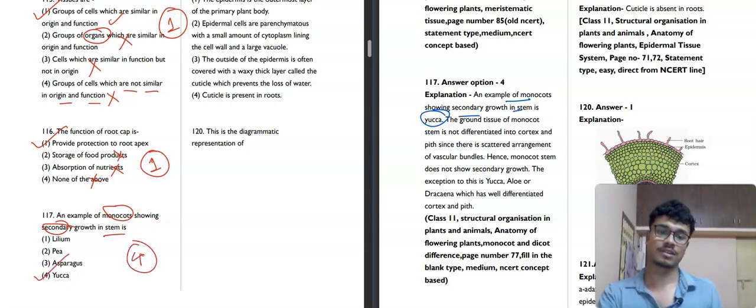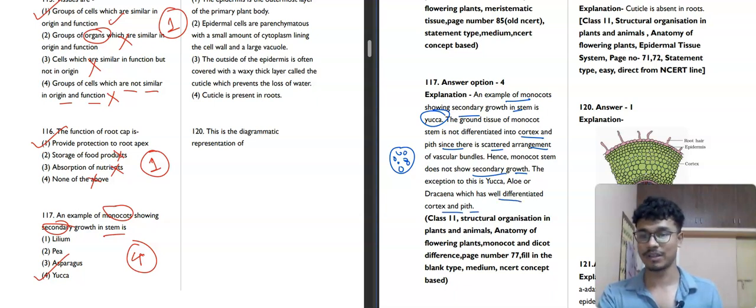Let's also understand this context. It is saying that the ground tissue of monocot stem is not differentiated into cortex and pith, since there is a scattered arrangement. You know that there is some scattered arrangement like this. So hence the monocot stem doesn't show secondary growth. But the exception is yucca, aloe or dracena, which has a well differentiated cortex and pith. So the fourth option is our correct answer here.